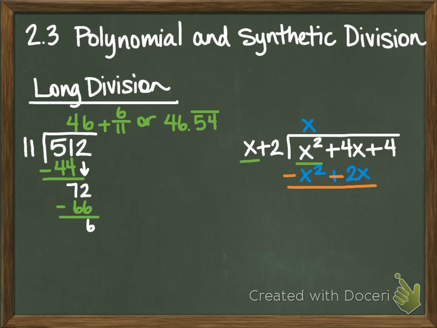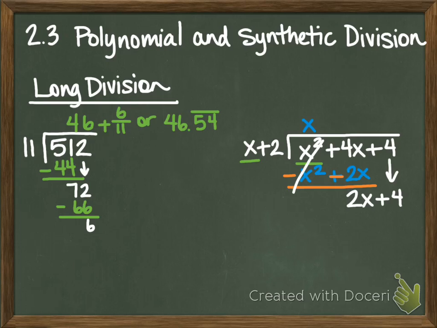Then I draw the line and I change all the signs. Not just the first term, the x squared, but everything that I wrote down I have to change the signs of. So you might want to do it in bold, erase the old signs and put new signs, or use a different color, however it works for you. Then I just add straight down. The x squareds are going to cancel out. Then I have 4x minus 2x is 2x. Then I'm going to bring the next term down, which is the 4.